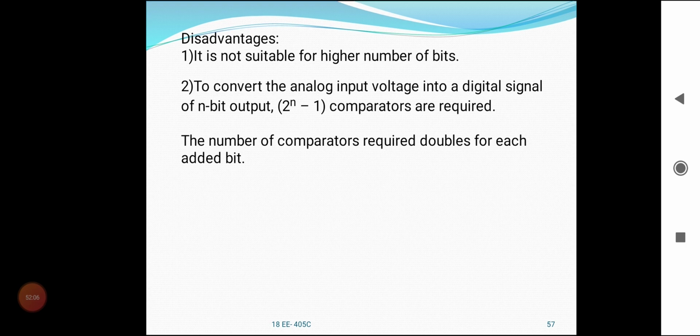Disadvantages: it is not suitable for a higher number of bits. To convert an analog input voltage into a digital signal of n-bit output, 2^n - 1 comparators are required. The number of comparators required doubles for each added bit.